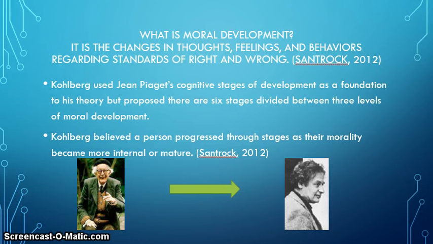What is moral development? It is the changes in thoughts, feelings, and behaviors regarding standards of right and wrong. Kohlberg used Jean Piaget's cognitive stages of development as a foundation to his theory, but proposed there are 6 stages divided between 3 levels of moral development. Kohlberg believed a person progressed through stages as the morality became more internal or mature.